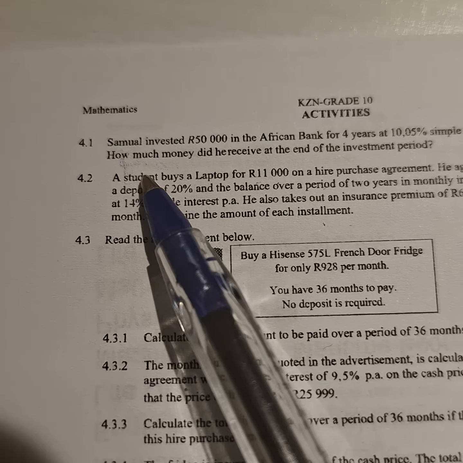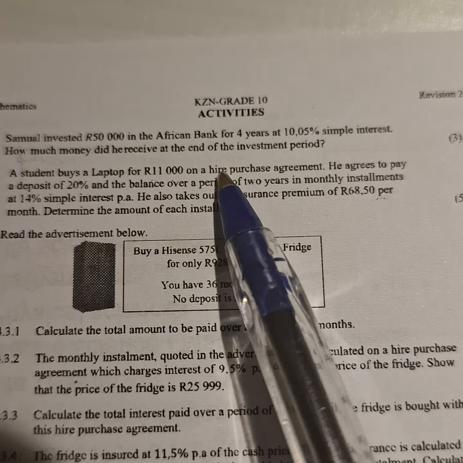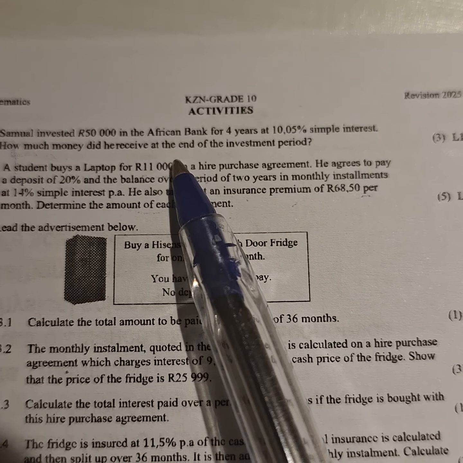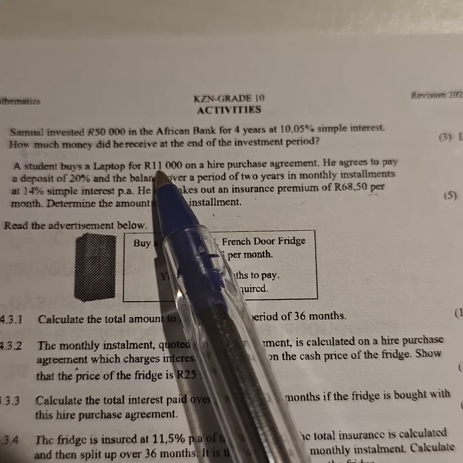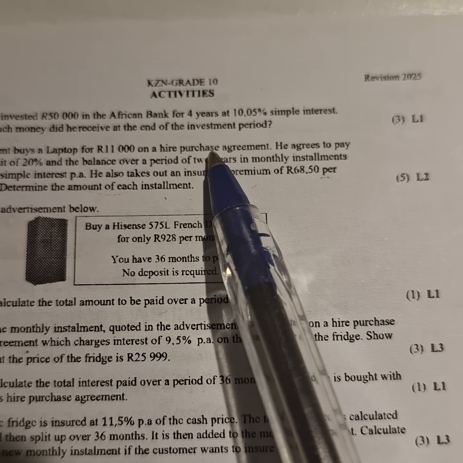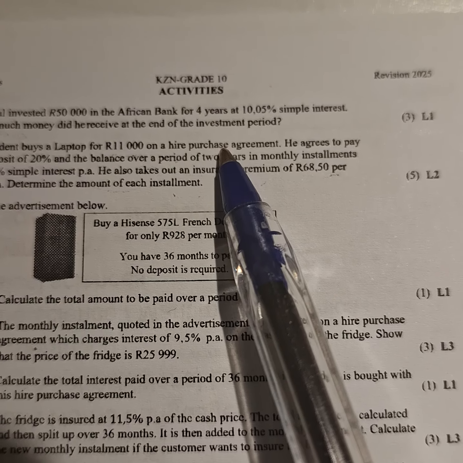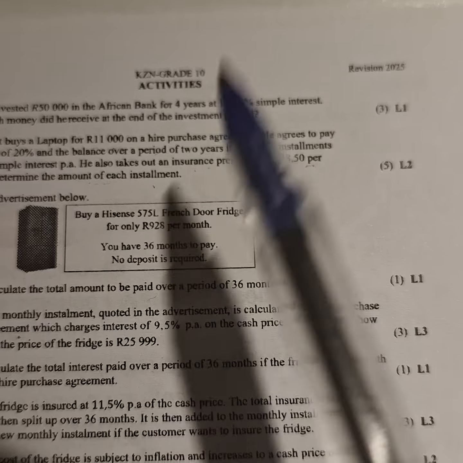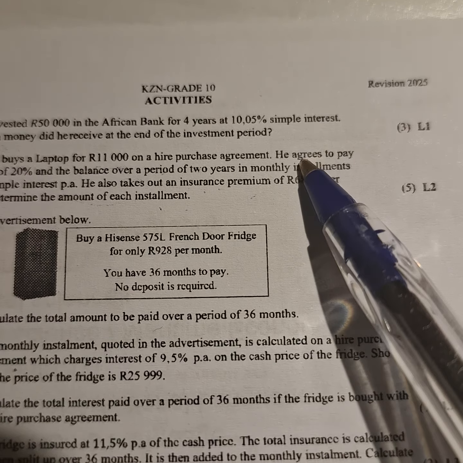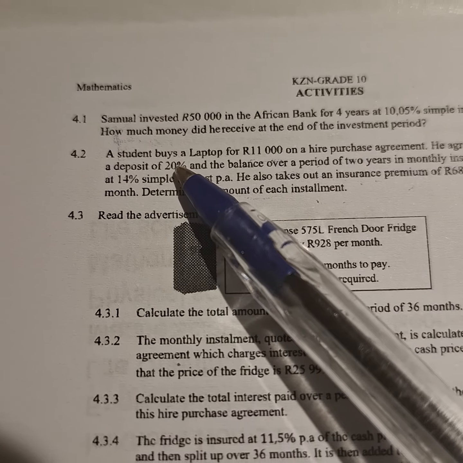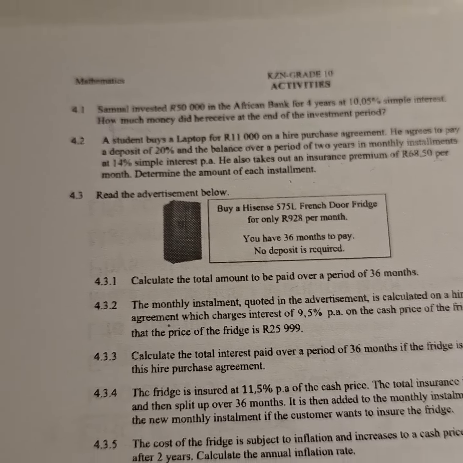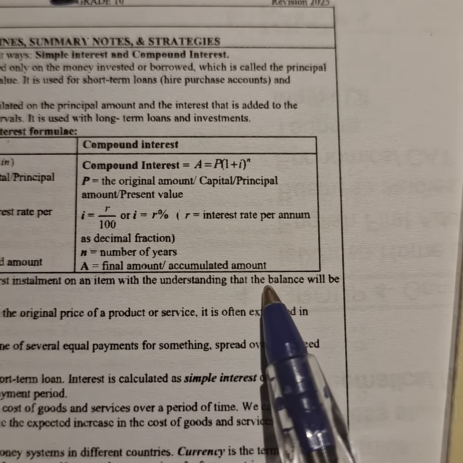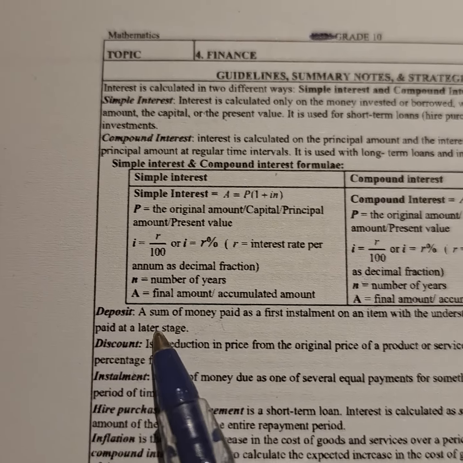So here we have it. It says a student buys a laptop for 11,000 Rand on a hire purchase agreement. Since it's a hire purchase agreement, it means that he doesn't cough up this 11,000 at the beginning because he doesn't have it. So he enters into a hire purchase agreement, which means he will be taking out a short-term loan for this. He agrees to pay a deposit of 20%. Now, what is a deposit? Remember that a deposit is a sum of money paid as a first installment on an item with the understanding that the balance will be paid at a later stage.